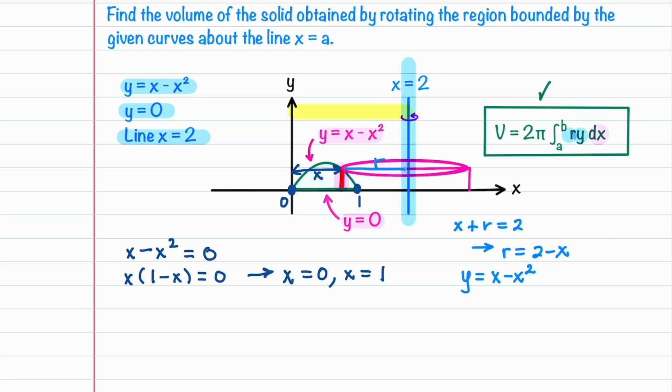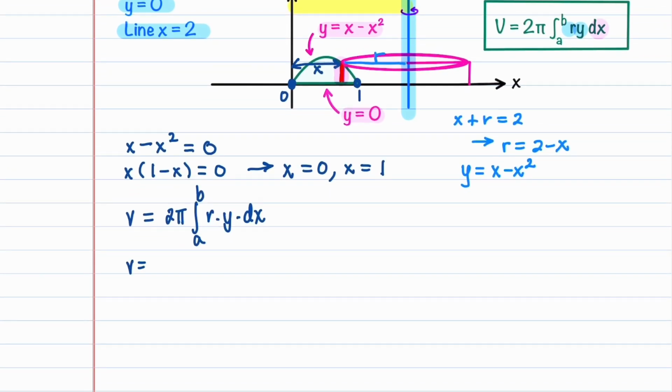Now we can go ahead and set up our integral. We'll write down the formula first. Our volume is 2 pi, the integral from a to b, r times y times dx. We'll substitute in that a is 0 and b is 1. Our radius r is equal to 2 minus x. And then y is equal to x minus x squared, and we have dx.